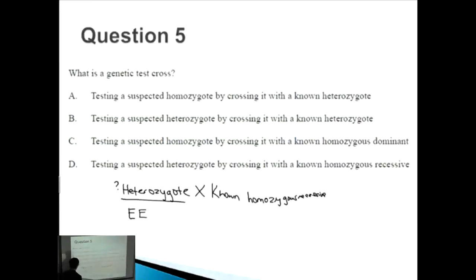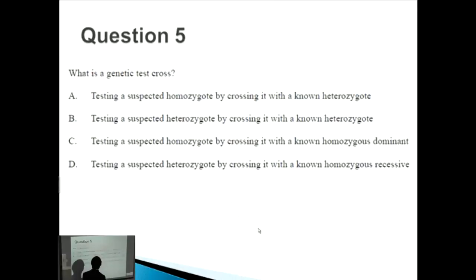Say in our previous example, we talked about blue eyes and brown eyes. Say in this case, they have brown eyes and their genotype was big E, big E. Then if you cross them with a known homozygous recessive, so blue eyes, then all the children would be big E, little e, which means that 100% of the children would be brown eyes. Whereas if you crossed a heterozygote with a known homozygote, then you'd have a 50-50 chance. The first one would be big E, little e. The second one would be little e, little e, like this. So therefore you would have a 1-to-1 ratio of brown-eyed to blue-eyed children.